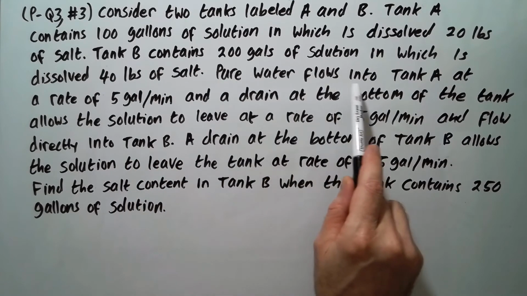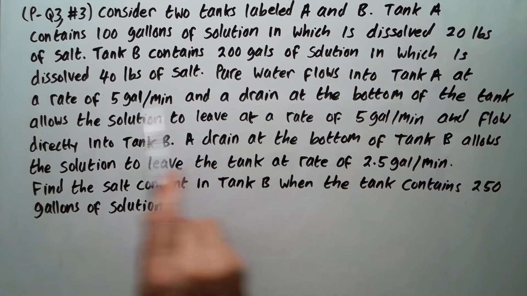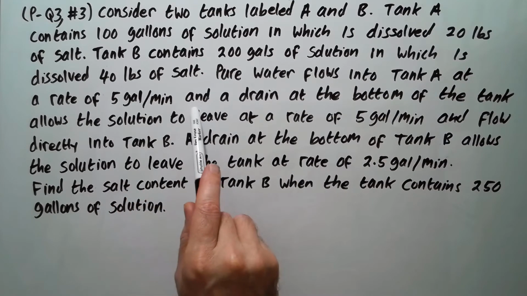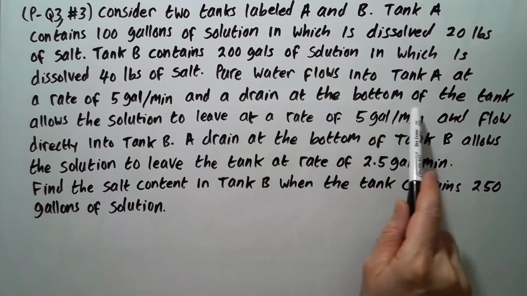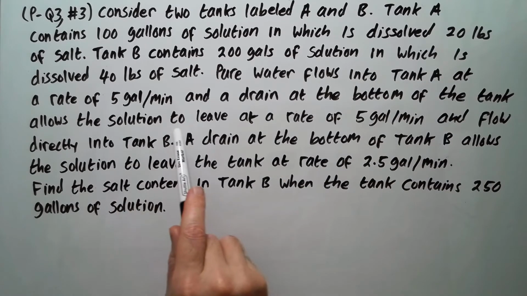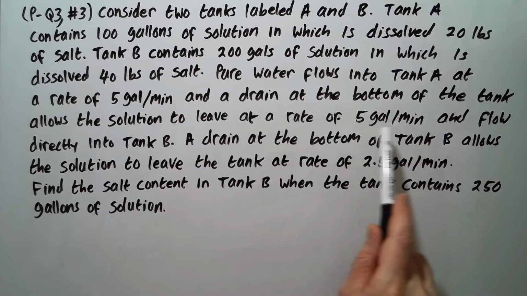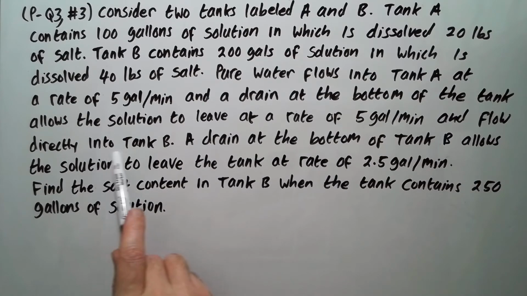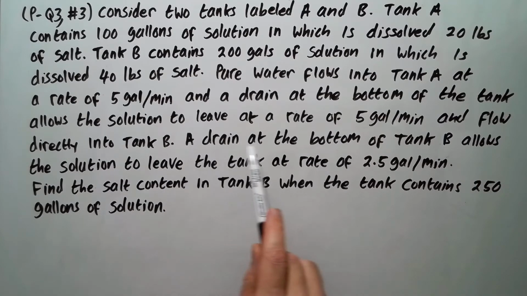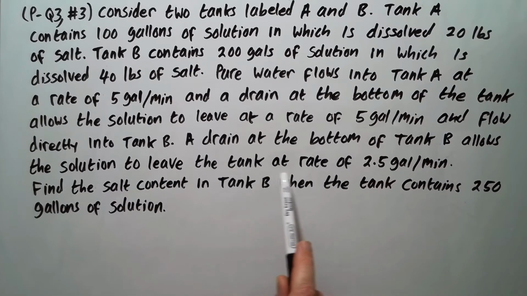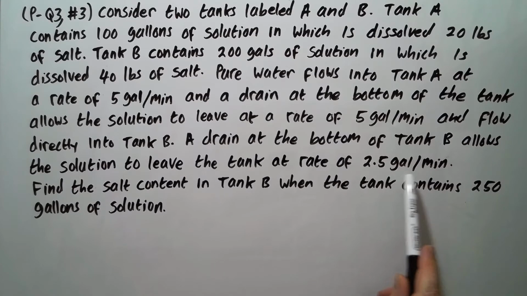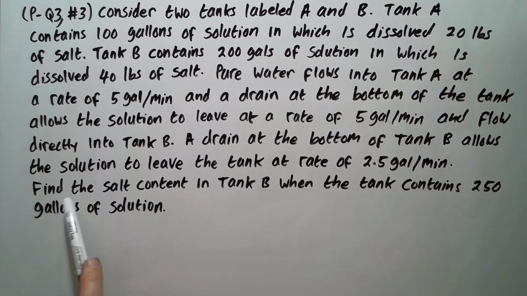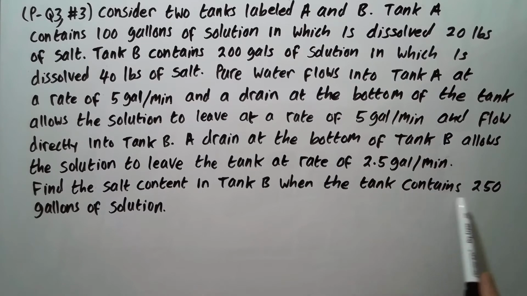Pure water flows into tank A at a rate of 5 gallons a minute, and a drain at the bottom of the tank allows the solution to leave at a rate of 5 gallons per minute and flow directly into tank B. A drain at the bottom of tank B allows the solution to leave the tank at a rate of 2.5 gallons per minute. So find the salt content in tank B when the tank contains 250 gallons of solution.